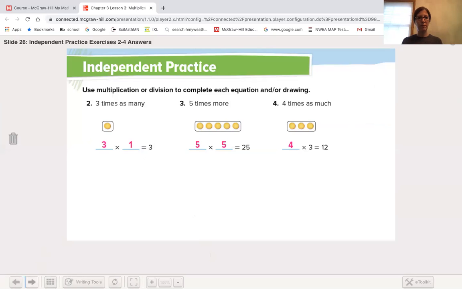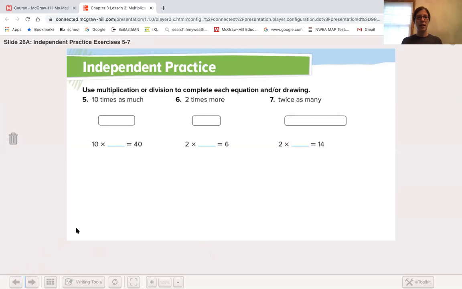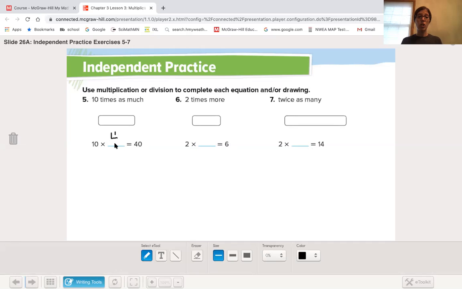Now, we're going to have some more independent practice. 10 times as much. 10 times as much is something, and I have to get to 40. What number would fit in the box? That's right, the number 4. So, if 4 goes in the box, guess how many counters you're going to draw? 4. 1, 2, 3, 4.